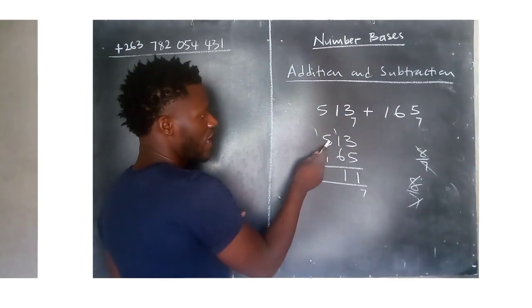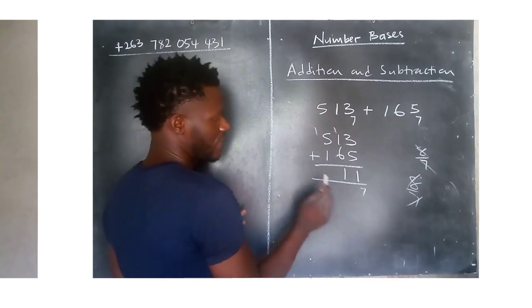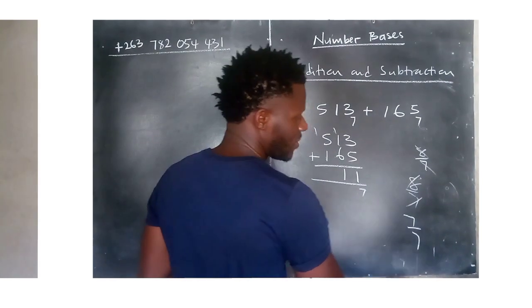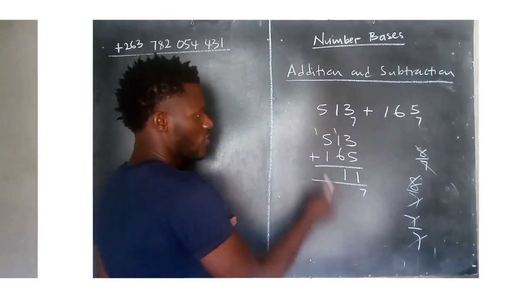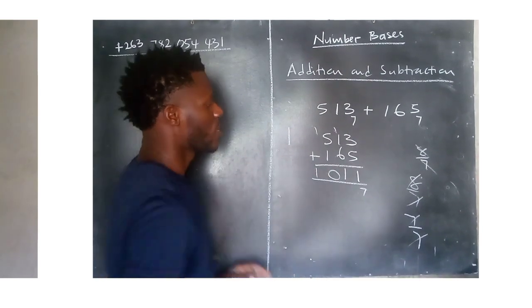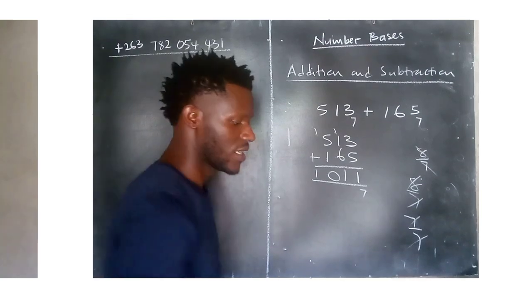In this case, 5, 6, 7. 5 plus 1 plus 1, we get 7. Again, we cannot have 7 in base 7. So you divide it by the base. 7 into 7, 1. Remainder 0. Then this one will be 1. So the final answer is 1, 0, 1, 1 base 7. That's how you add number bases.